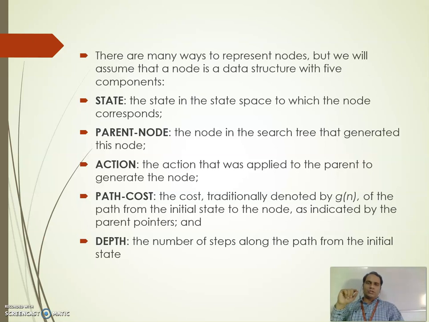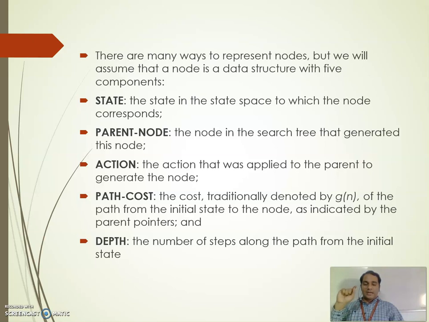This you can correlate with your FLAT subject where there are transitions on one action from one state to the other, state transition sort of thing. So path cost. What is path cost? The cost traditionally denoted by G of n. G of n is total path cost. Sum of the step cost will give you the path cost.